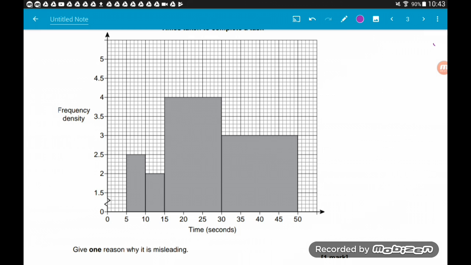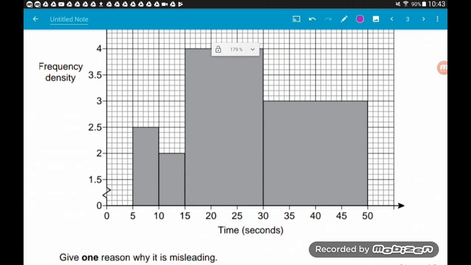Can you spot another one other than the one I'm about to say? The reason this is misleading is this little guy on the y-axis. You should always pick a frequency density that fits well in scale to your data. So here the fact that she's had to skip a bit on her y-axis tells us she did not pick a good scale. So Amy, pick a better scale.